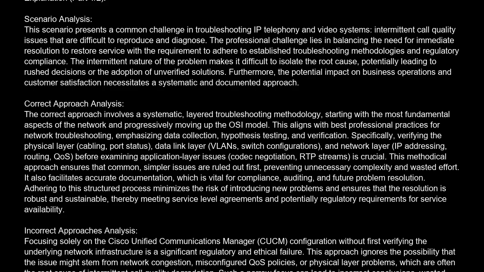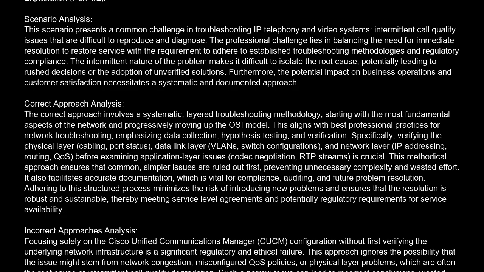Explanation: Scenario analysis. This scenario presents a common challenge in troubleshooting IP telephony and video systems, intermittent call quality issues that are difficult to reproduce and diagnose. The professional challenge lies in balancing the need for immediate resolution to restore service with the requirement to adhere to established troubleshooting methodologies and regulatory compliance. The intermittent nature of the problem makes it difficult to isolate the root cause, potentially leading to rushed decisions or the adoption of unverified solutions. Furthermore, the potential impact on business operations and customer satisfaction necessitates a systematic and documented approach.